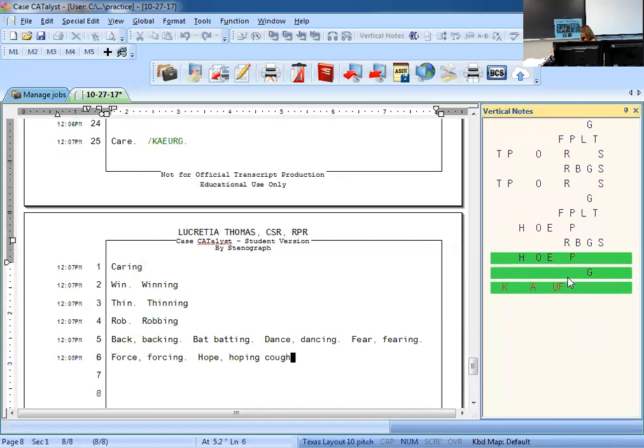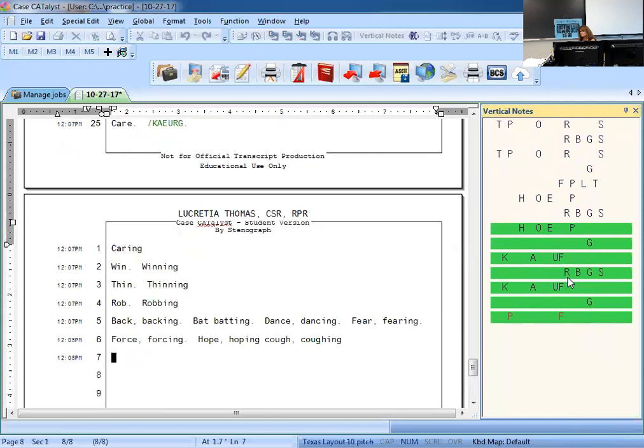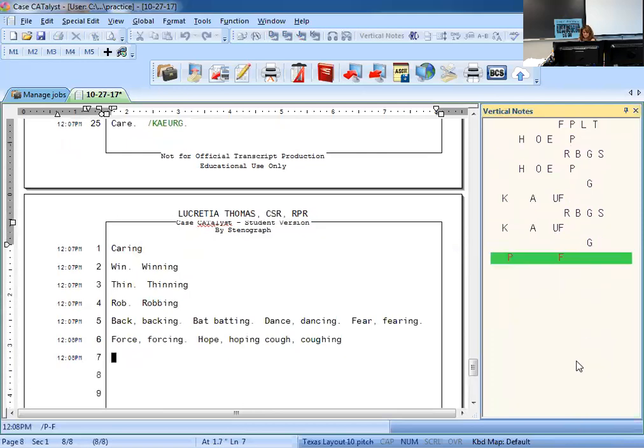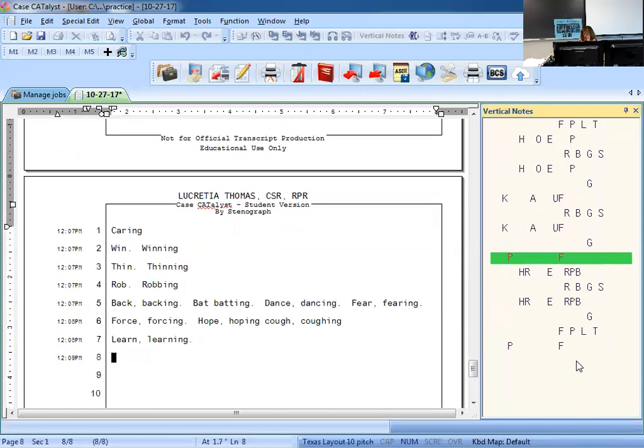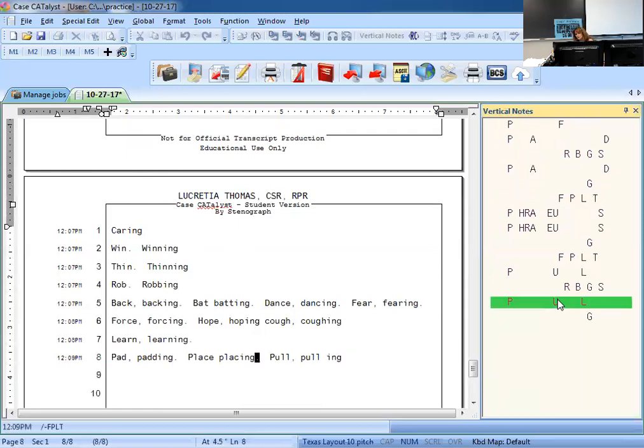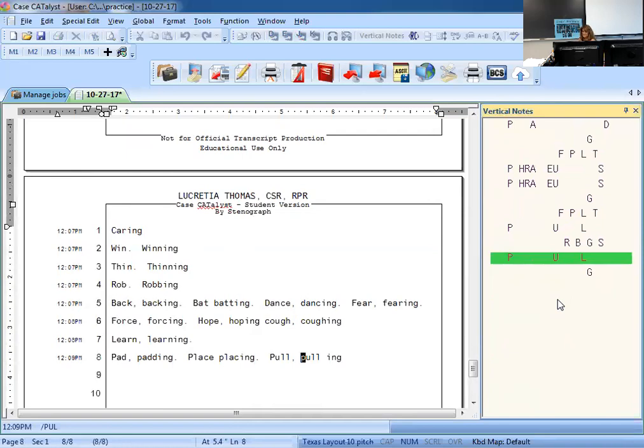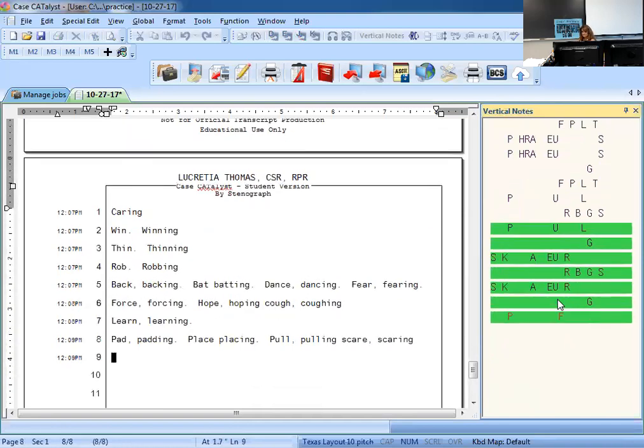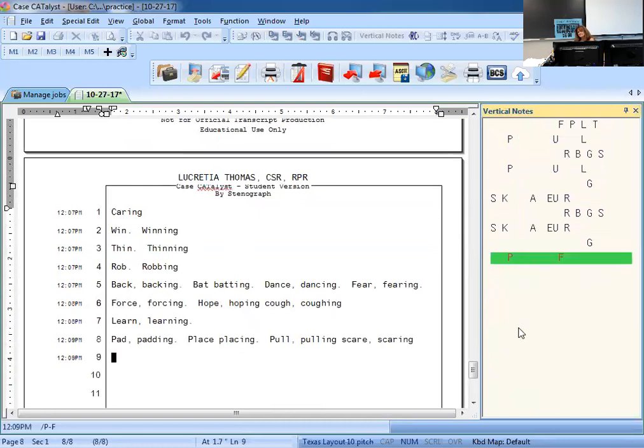Cough, coughing. Okay. Learn, learning. Pad, padding. Come back. Place, placing. Pull, pulling. Gotta come back, you all. Can't stress how important this is. Scare, scaring. Sorry about the screen.